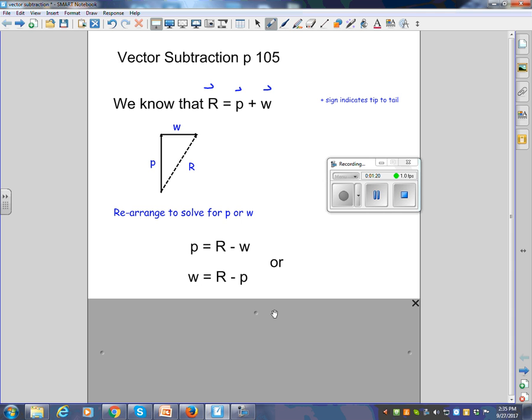If you rearrange to solve for the plane speed or the wind speed, if r is equal to p plus w, well then p is equal to r minus w. And wind speed is going to be r minus p, and I put the little vector symbol over top. Right away you can see that this becomes vector subtraction. If you're solving for the plane or for the wind speed, it's going to be resultant minus plane or resultant minus wind.